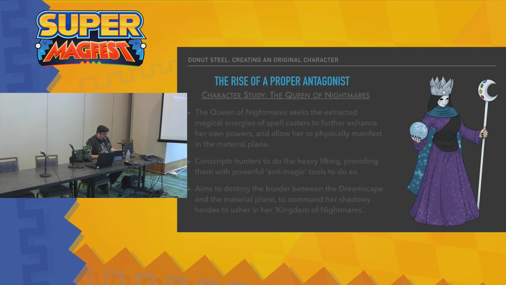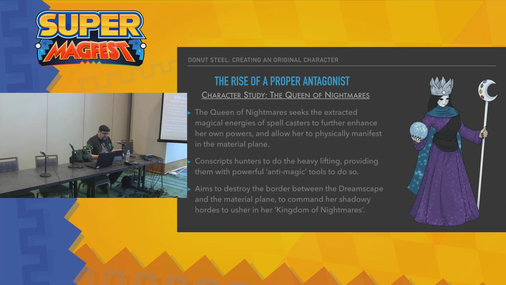So this is the Queen of Nightmares. She seeks the extracted magical energies of spellcasters to further enhance her own powers and allow her to physically manifest in the material plane. So she conscripts hunters to do the heavy lifting, providing them with anti-magic tools, because it's a lot easier to kill a wizard and steal their magical essence when they can't incinerate you with a fireball or teleport out of your traps.